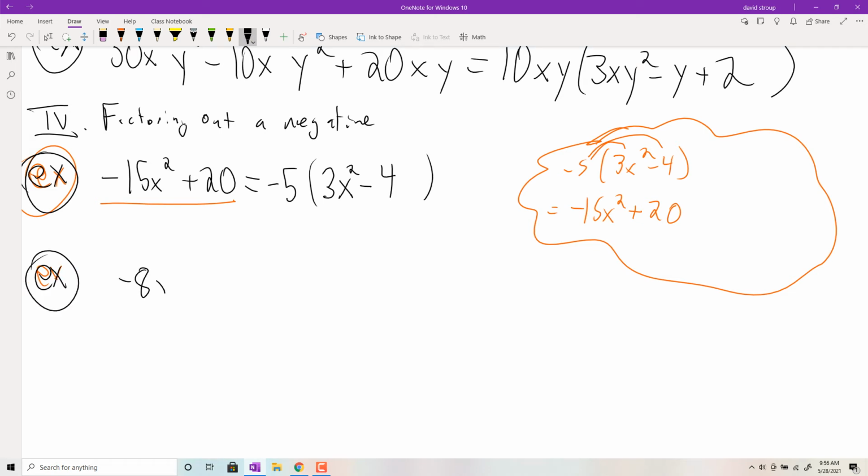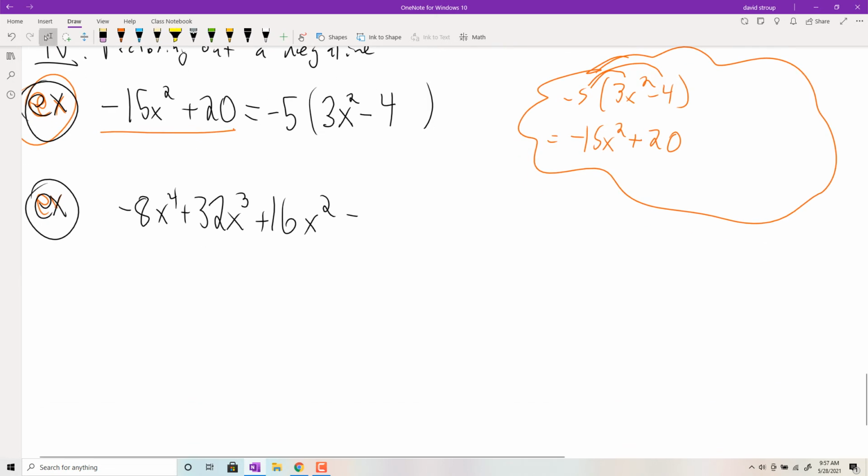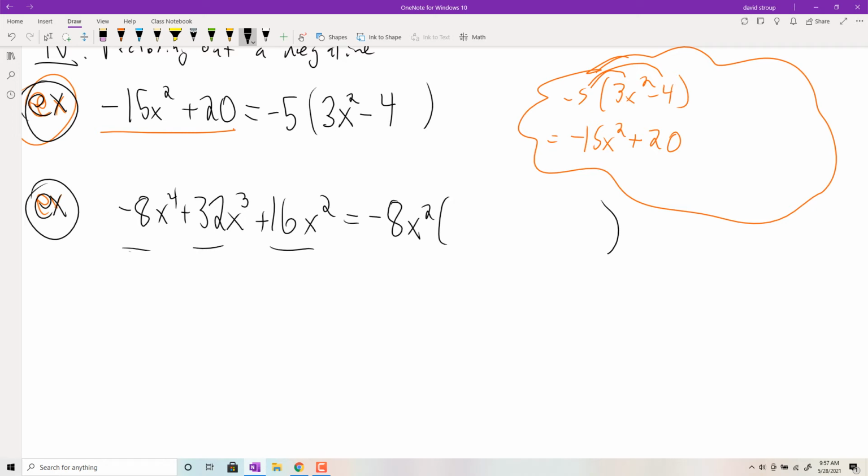We have negative 8x to the 4th plus 32x cubed plus 16x squared. Okay, so we're pulling out a negative. What's the GCF? Looks like 8 will go into all three of the constant parts. And then the variable with the lowest exponent, x squared. And then what's left over? Noting that I have to change the sign, instead of minus plus plus, it'll go plus minus minus.